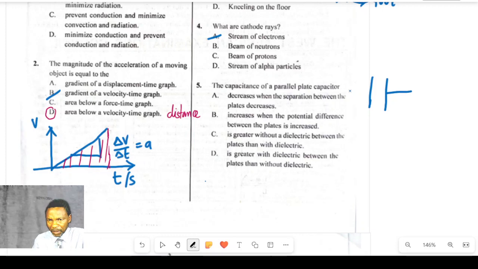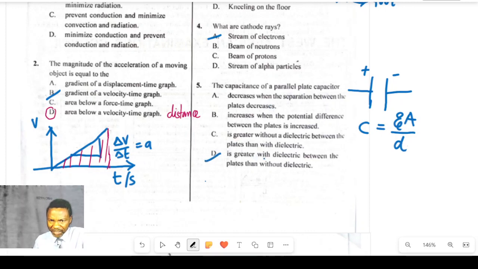For a capacitor, this is the symbol. If you look at this, we have maybe the positive and the negative terminal. So the capacitance C is equal to the permittivity of the dielectric material multiplied by A, and divided by the separation distance between the two plates. So what is the answer to this?